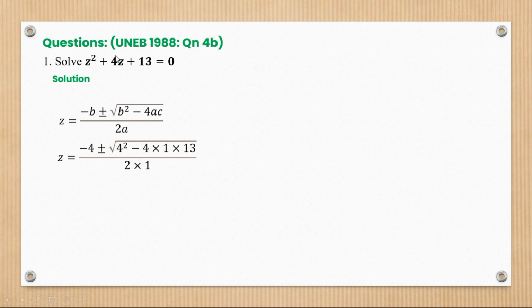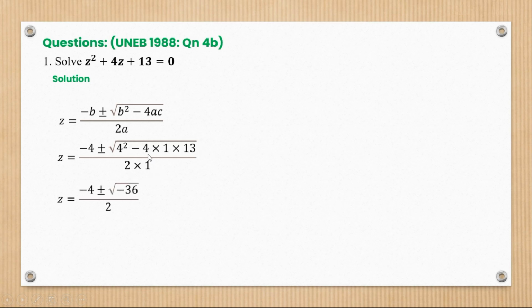So positive 1 is the A, positive 4 is the B, and then positive 13 is the C. But in this formula, the B has to be negated, so that's why we convert this positive 4 into a negative 4, plus or minus 4 squared, because it's a positive, minus that. So as you can see, that's how we solve it.